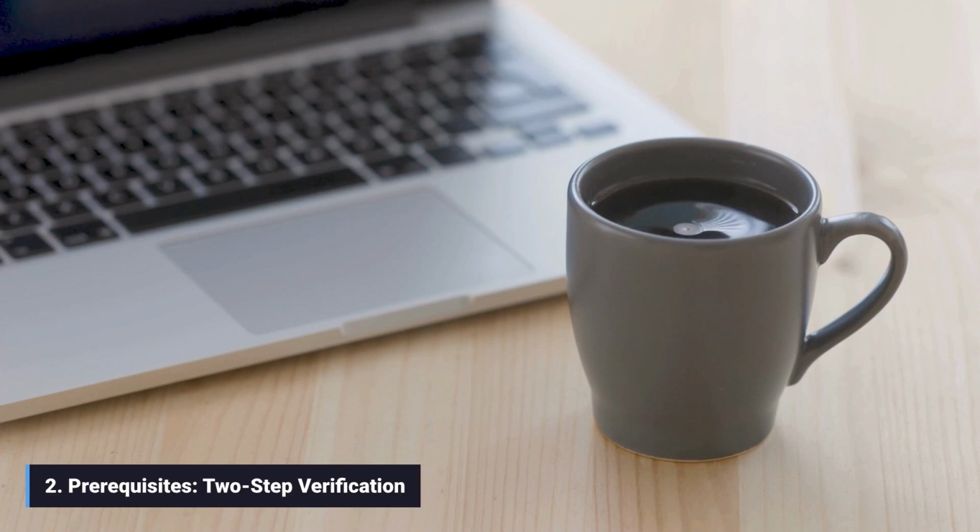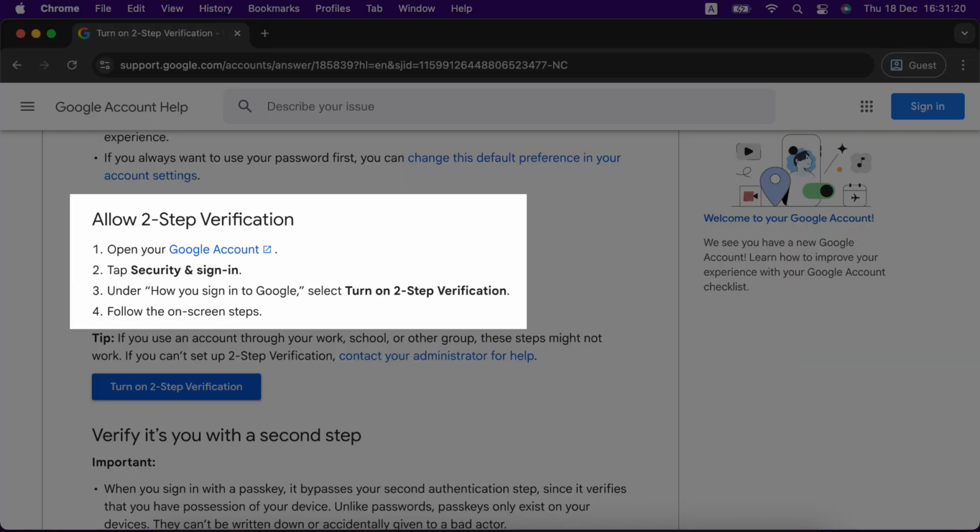2. Prerequisites, two-step verification. You must have Gmail's two-step verification turned on to generate an app password. If you do not have it enabled, pause the video and turn it on now.